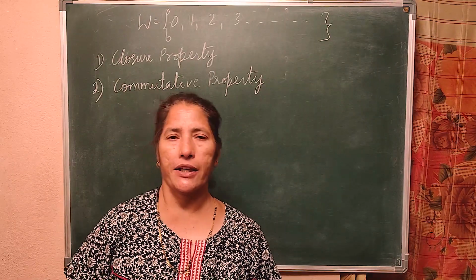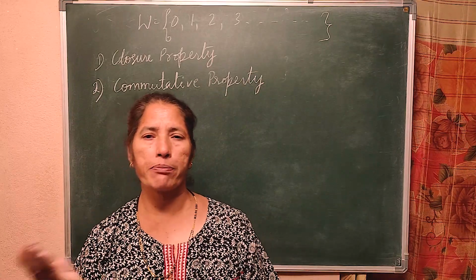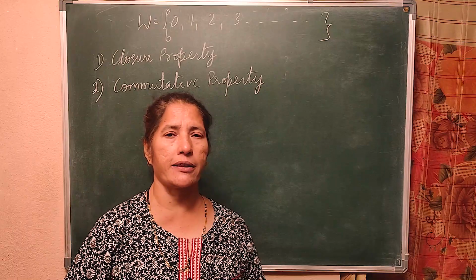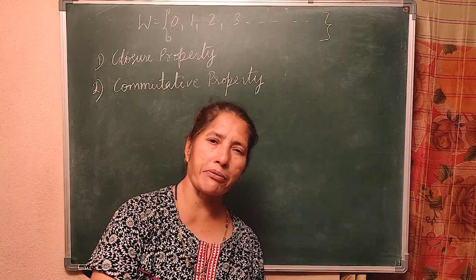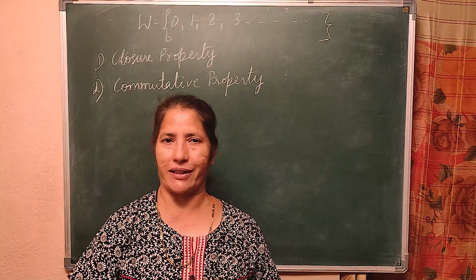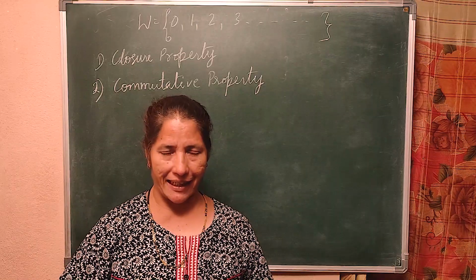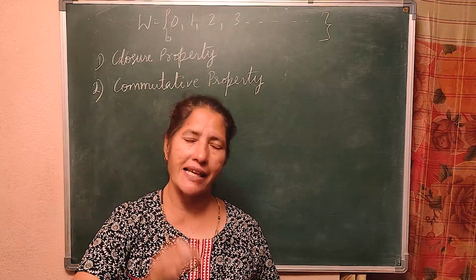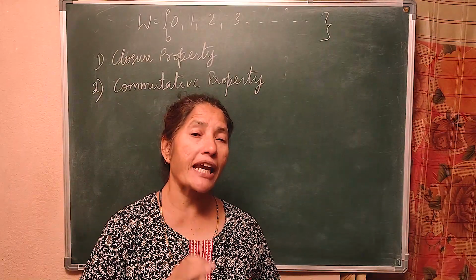Just like that, A plus B is equal to B plus A. Rama and Duma are two persons sitting together. Either Rama can sit with Duma or Duma can sit with Rama. Isn't it? It is like that. A plus B is equal to B plus A. What is that? Commutative property.